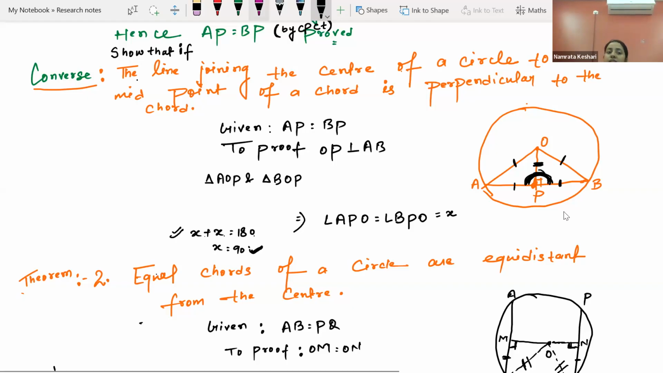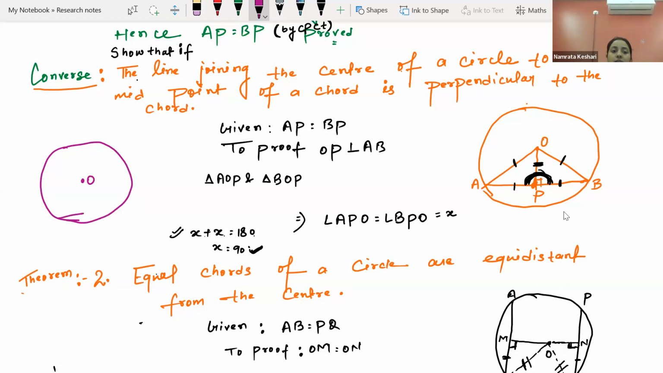Now this converse part says that if we are having a circle, then the line joining the center of a circle to the midpoint of the chord, this time we are joining the center with the midpoint of the chord, then the line which is joining the center and the midpoint is perpendicular to the chord. That's what we have to prove. Getting it? Yes, ma'am.